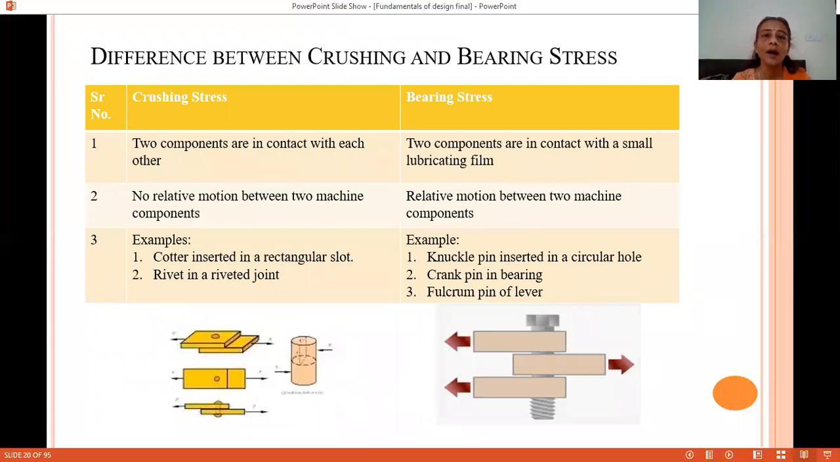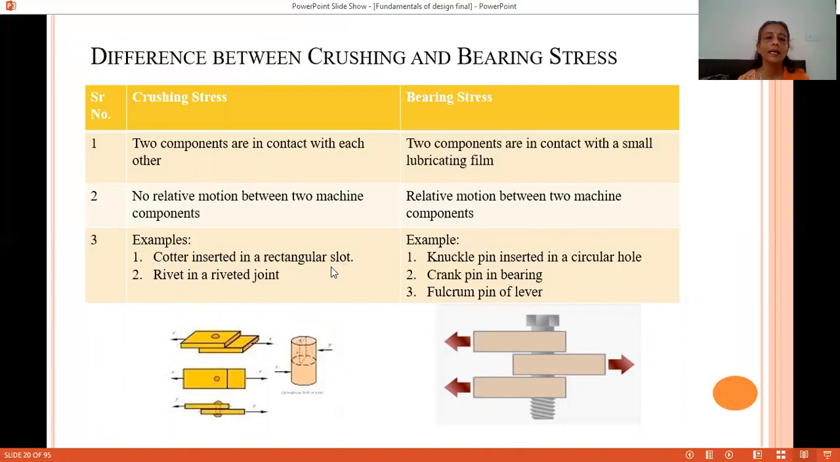So students, we will see here what is the difference between crushing and bearing stress. In crushing stress, there are two components which are in contact with each other. Here also there are two components which are in contact with each other. But in bearing pressure, there can be a small lubricating film also. In case of crushing, there is no relative motion between the two meeting elements. In case of bearing pressure, there is a relative motion between the two meeting elements. We will see its examples.